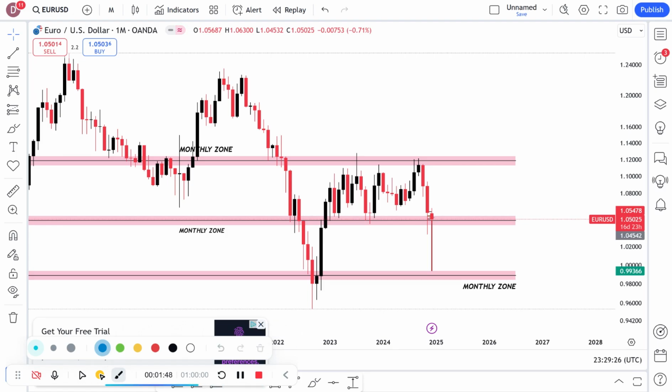I'm trying to clear off this so we can move to the next zone.